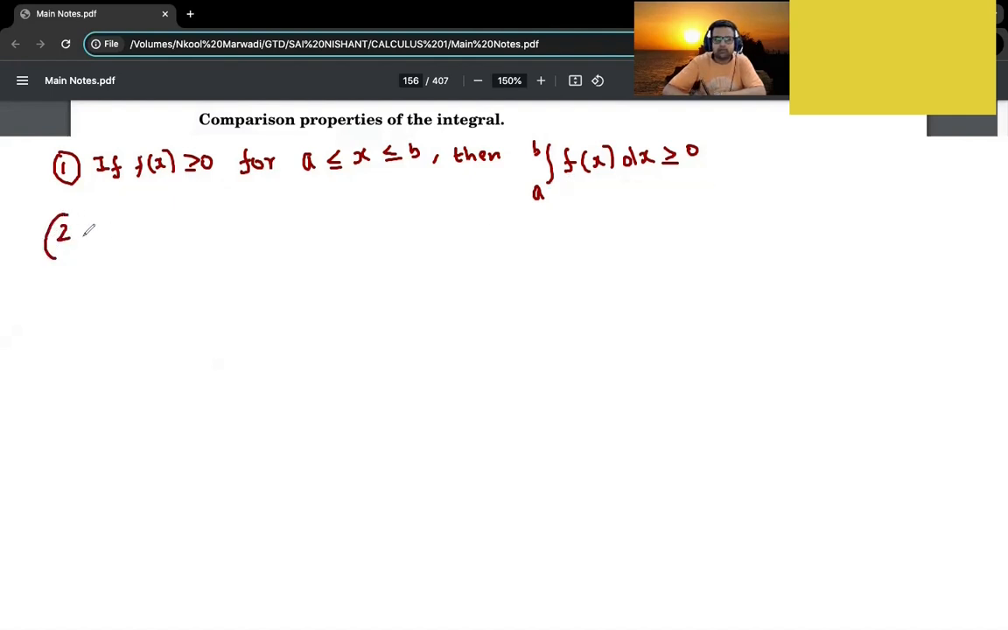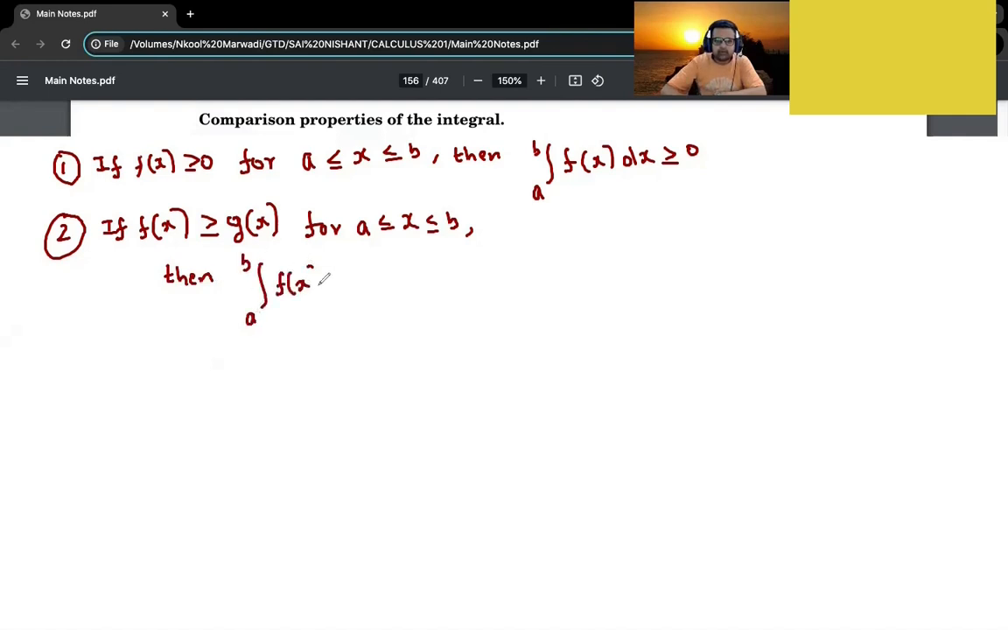Second property: if f of x is greater than or equal to g of x. We have two functions in which f of x is greater than g of x for any interval a to b. If it is so, then we can say that the integration from a to b of f of x dx will be greater than or equal to the integration of g of x dx. This is also understood. If f of x is greater than g of x, then its integration will also be greater for a particular interval.